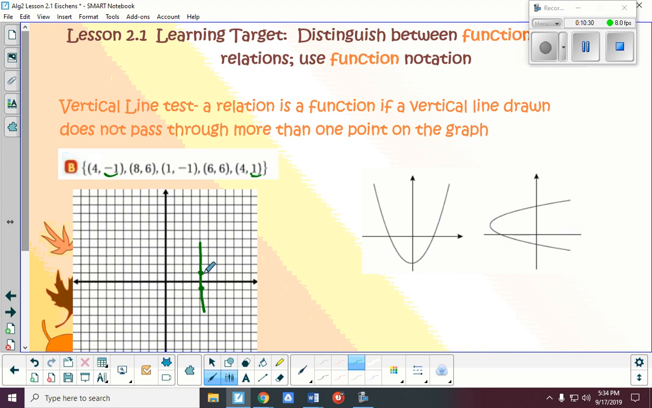So anytime you can draw a vertical line through a function and if it hits more than one point, you know you don't have a function. Now in this example, if you draw a vertical line, you only hit once. Here, you only hit once. Anywhere on this graph, if we draw a vertical line, if you only hit once, it would be a function.